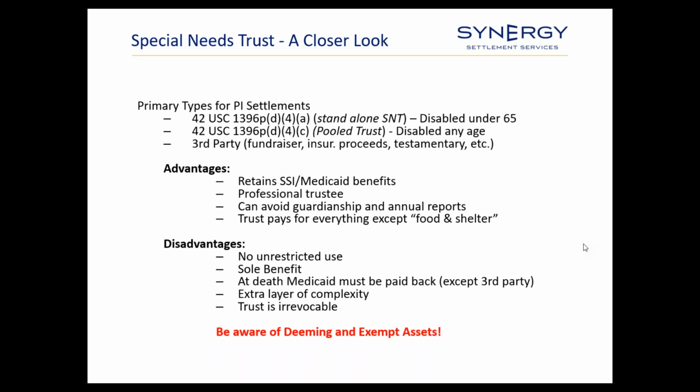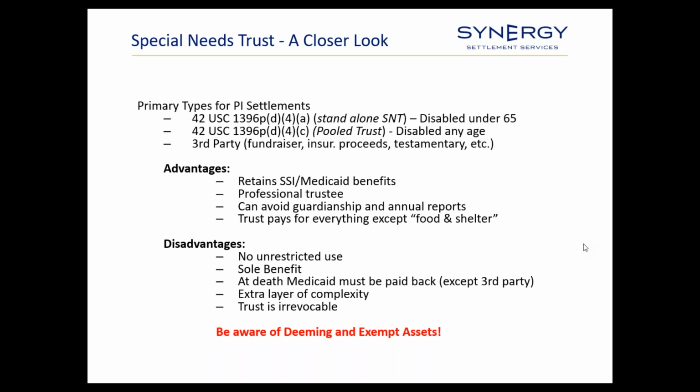And the third one is a third party trust, which means as opposed to the injured victim putting their own money in there, it would be someone putting money into a trust for somebody else's benefit. And that's the term third party versus first party. So that would be a case if I had a disabled child, I could set up a third party trust with my own funds for my child and put those proceeds in there.